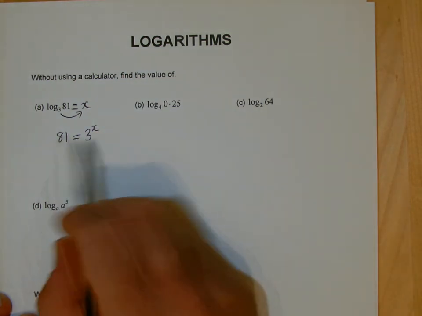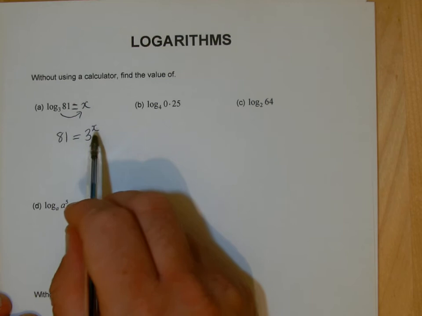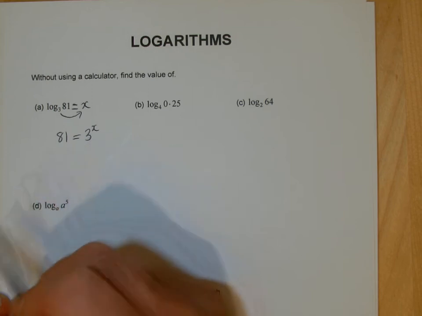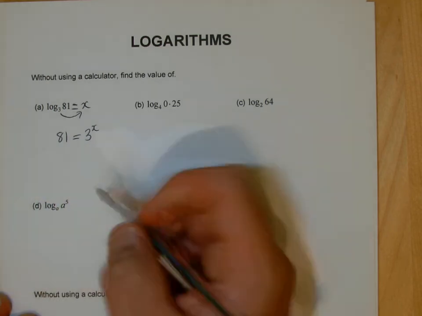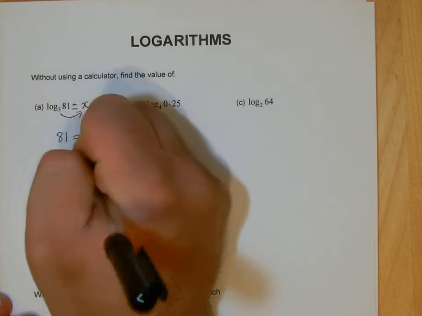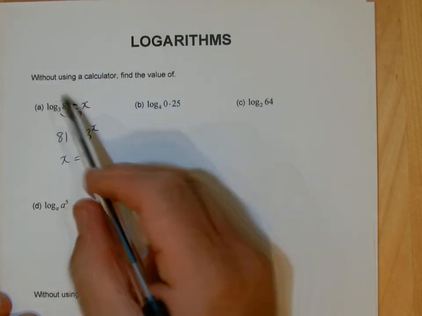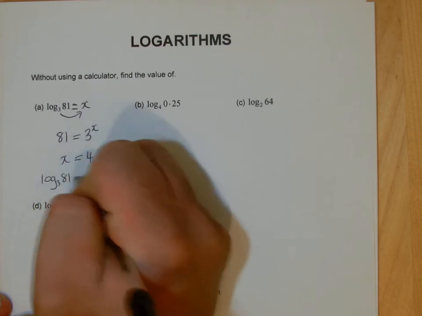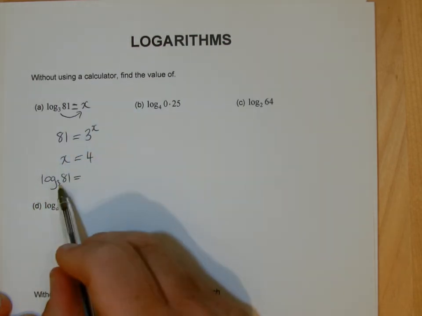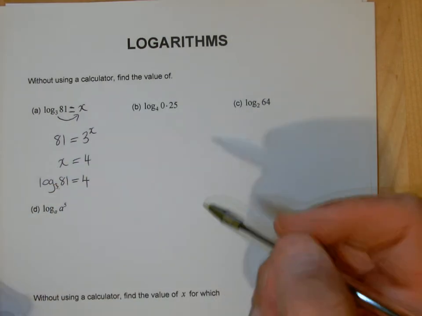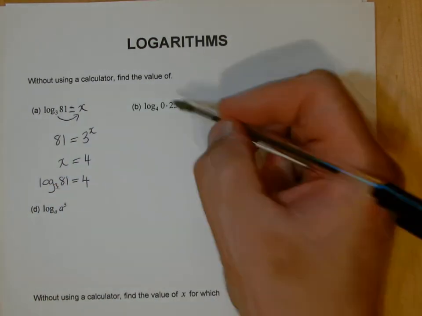And if you know your numbers here, you can see what the power is going to be, because 3 times 3 is 9, 3 times 3 times 3 is 27, and 3 times 3 times 3 times 3 is 81. So actually x has got to equal 4. In this case, we can check on your calculator if we want: the log base 3 of 81 is actually equal to 4. The power is 4.